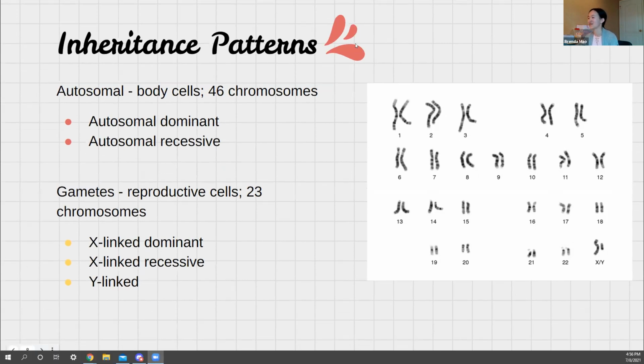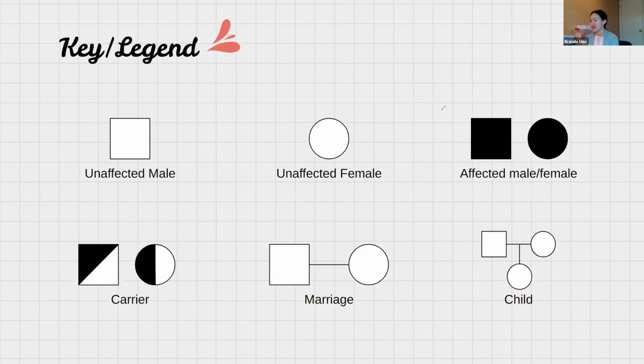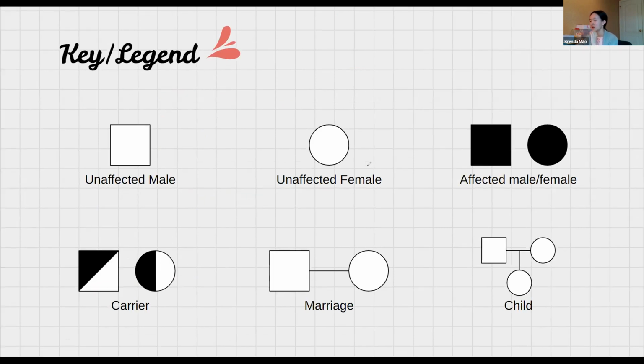I guess I wasn't very clear about that. Sorry. Okay, so I probably should talk about inheritance patterns first, but let's say the trait or whatever. Let's do something very random. Let's do height. How about we're gonna use T. So capital T means tall, lowercase t means short. And let's just say this is recessive.